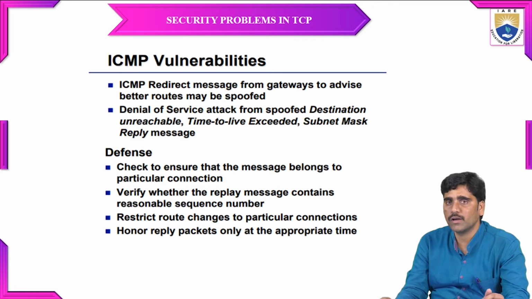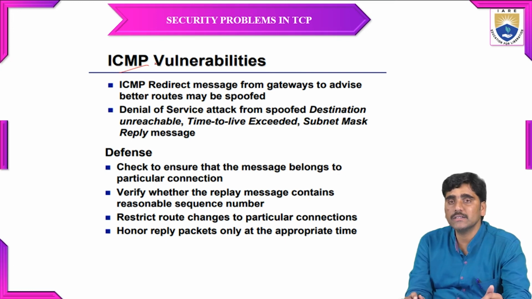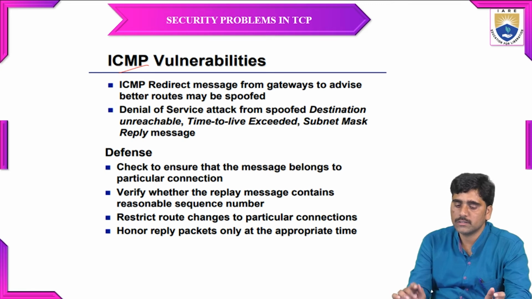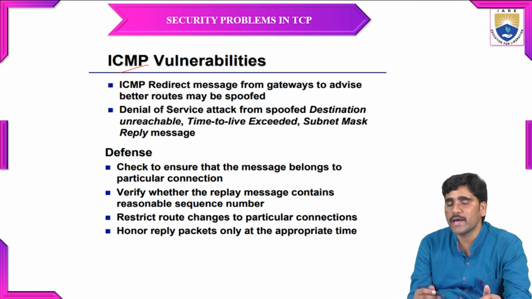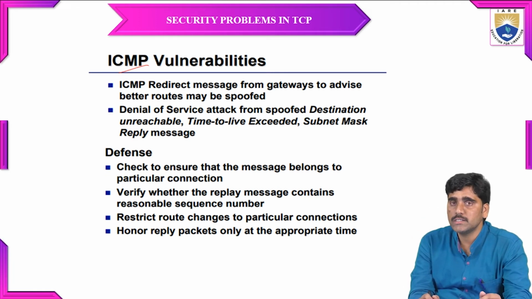And ICMP vulnerabilities. ICMP vulnerabilities are the ping statistics vulnerabilities. They involve direct messages or redirect messages. ICMP stands for Internet Control Message Protocol. It redirects messages from gateways to advise better routes, and these may be spoofed.